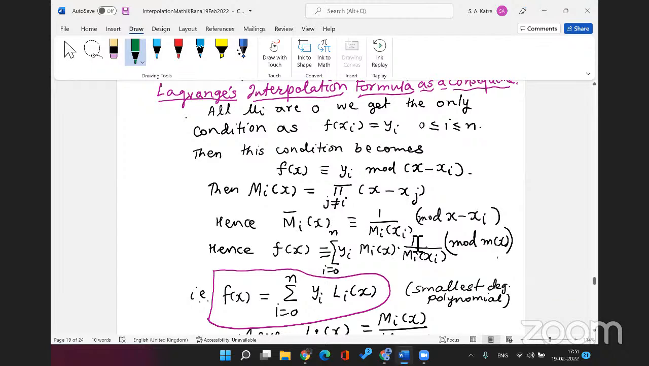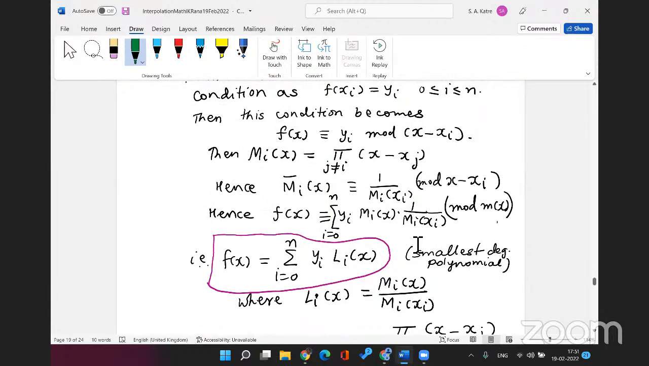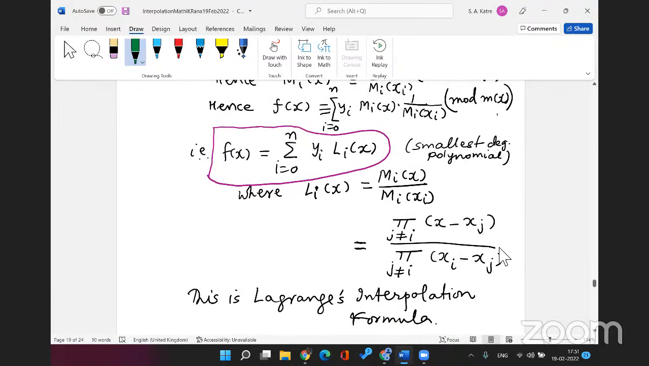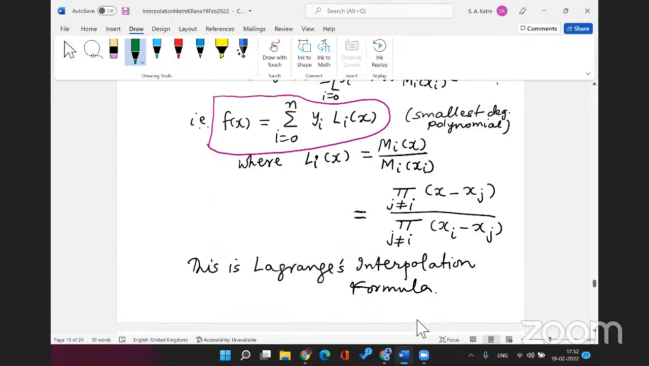So our Chinese Remainder formula, what does it give you? f(x) equal to summation yi Mi(x) into Mi bar x, but Mi bar x means 1 upon Mi(xi), modulo M(x). And now what is Mi(x) by Mi(xi)? That is our Lagrange polynomial Li(x). Li(x) is Mi(x) upon Mi(xi). That is, the numerator is the product of x minus xj, j not equal to i, and the denominator is the product of xi minus xj, j not equal to i. So this is the Lagrange interpolation formula that we get from the general remainder formula.